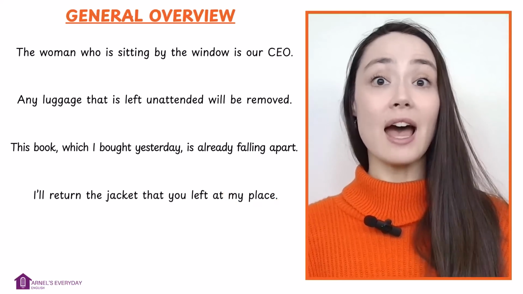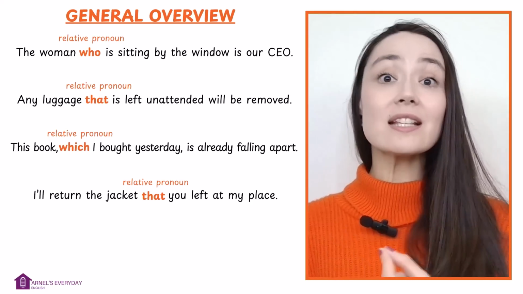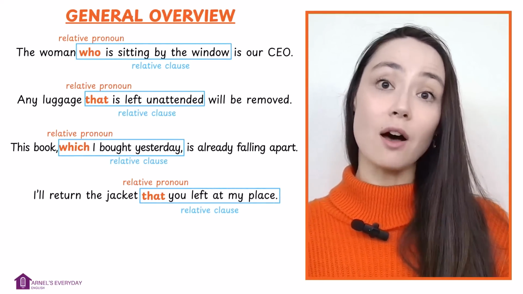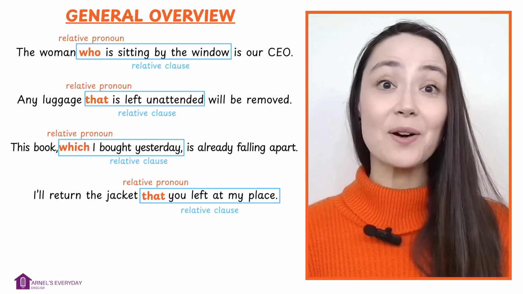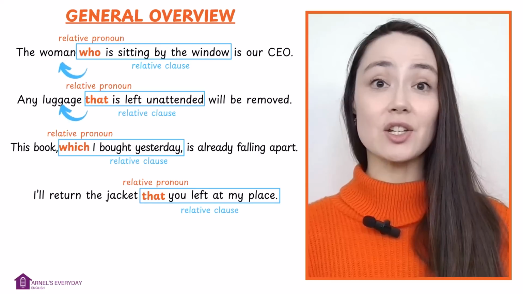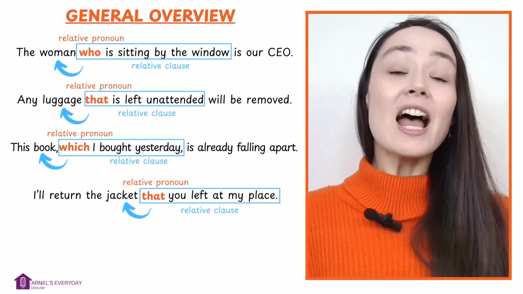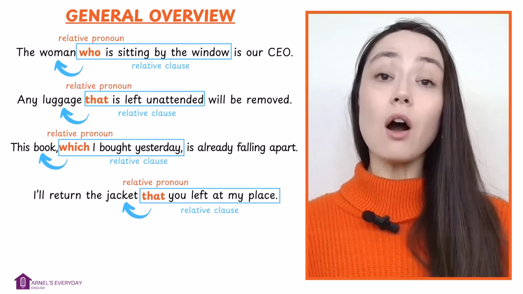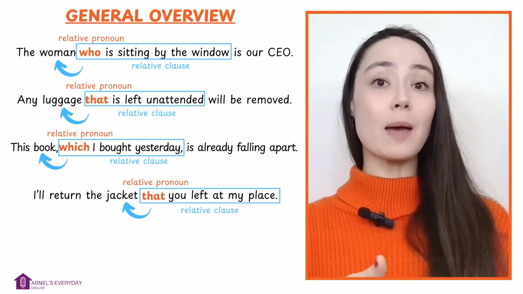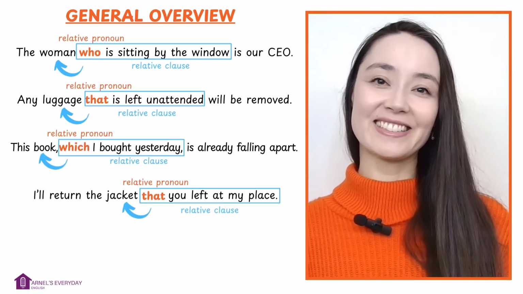Each sentence has a relative pronoun. The relative pronoun is the head of the relative clause. The relative clause describes a noun. We are describing woman, luggage, book, and jacket. See, this is why relative clauses are also called adjective clauses. Adjectives describe nouns. Adjective clauses describe nouns.